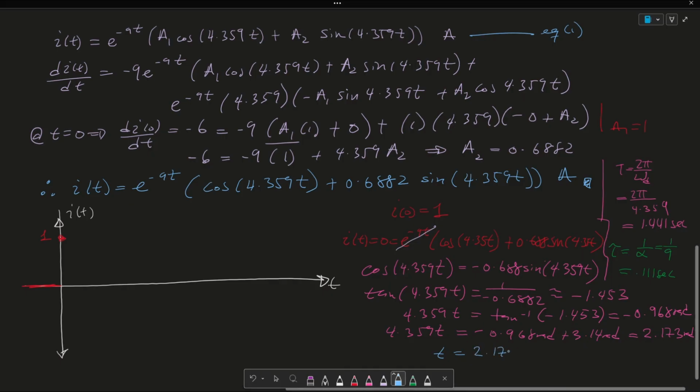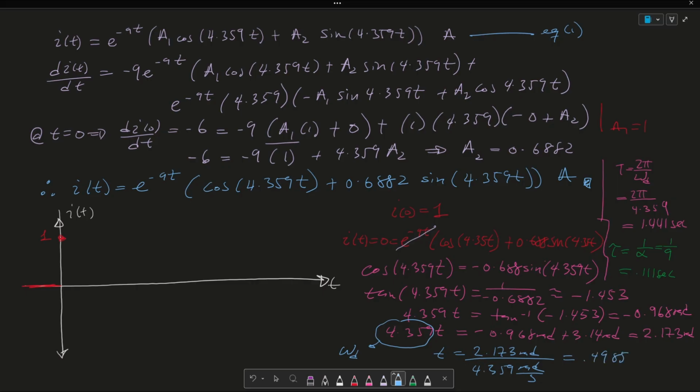And so then t is equated to 2.173 radians over 4.359 radians per second. Again, remember this value here was my damping frequency, and frequency is in radians per second. So then this is 0.4985, or approximately 0.5 seconds. Now you might be wondering, why did we do all this to find t? And again, it's because we want to find out where on this t-axis does I of t go to 0. And now we know exactly where.